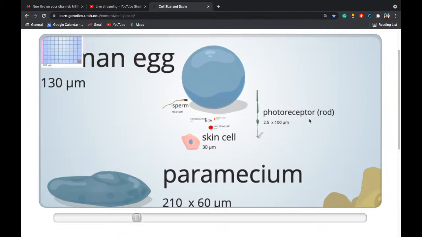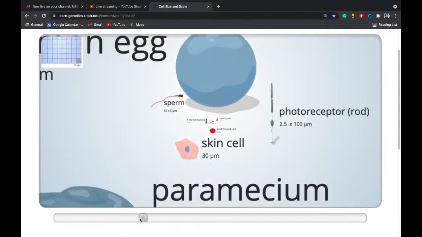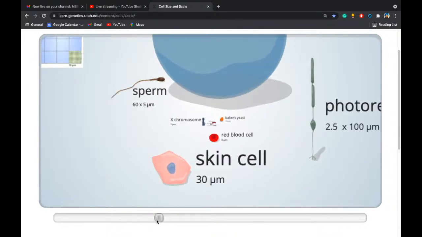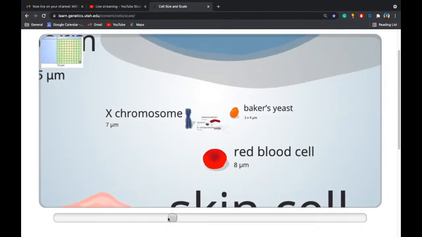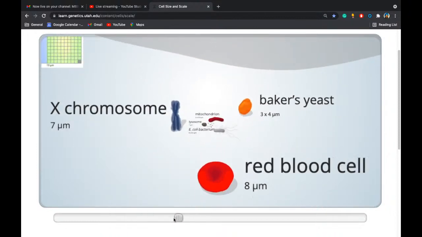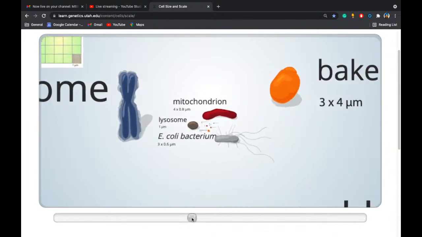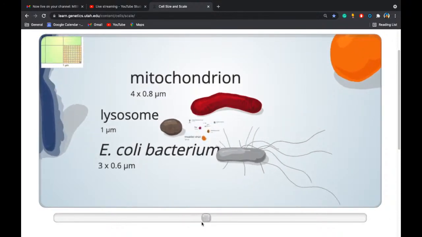Our photoreceptors that are present in our eyes as cells are 2.5 by 100 micrometer only. Skin cells are around 30 micrometer, sperms around 60 by 5 micrometer, and RBCs are around 8 micrometer, chromosomes around 7 micrometer, and baker's yeast 3 by 4 micrometer. Then mitochondria is around 4 by 0.8 micrometer.